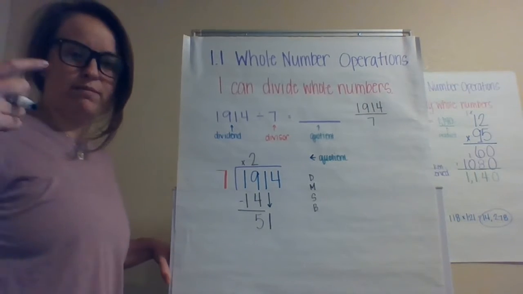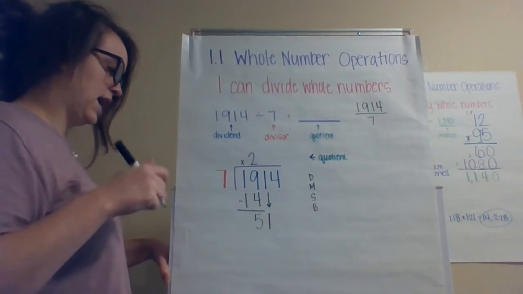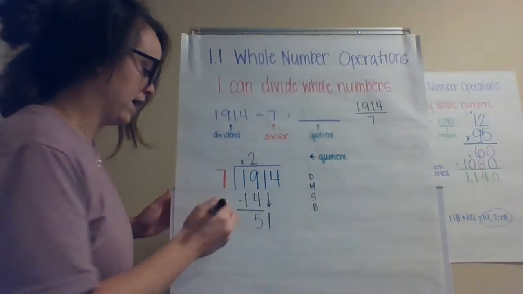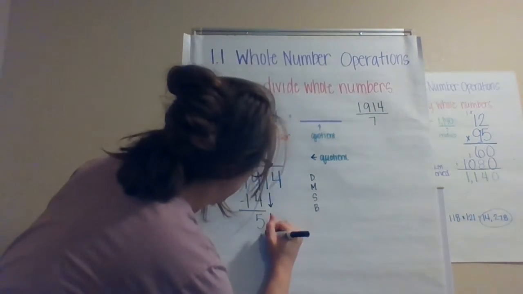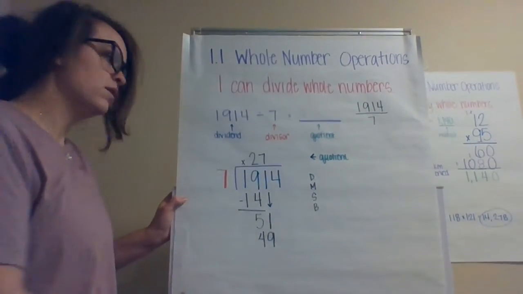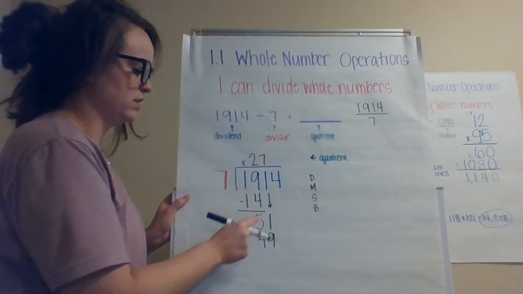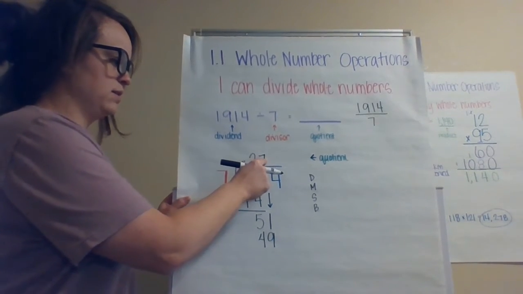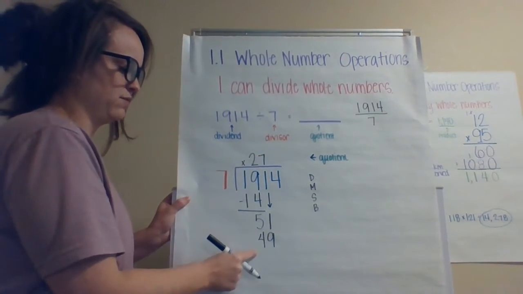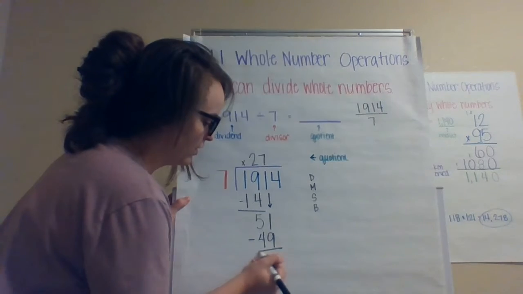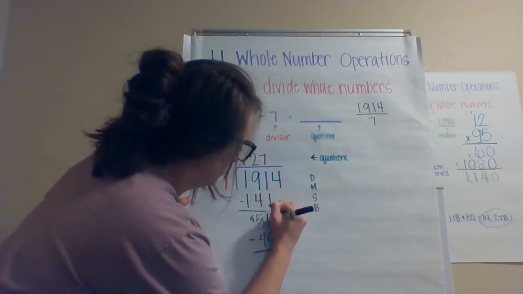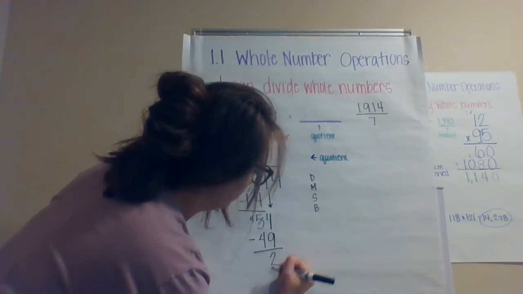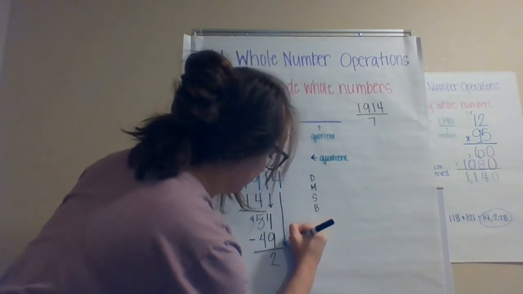Okay? And if I use my multiplication skills that I've been practicing, I know that 7 times 7 is 49. So 7 times 7, that's not too many, and it's the closest number. So 7 goes into 51 7 times, and 7 times 7 is 49. Now I'm going to subtract, and I need to borrow. 11 minus 9 is 2, and then I'm going to bring down.